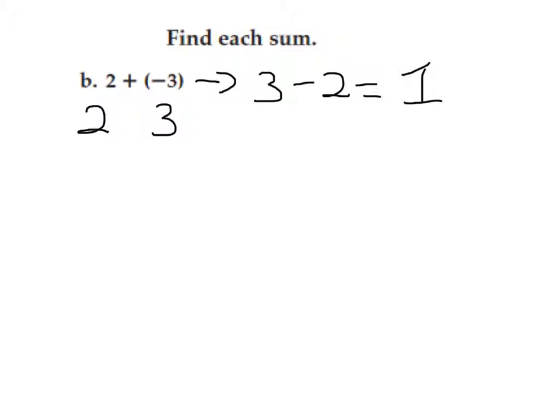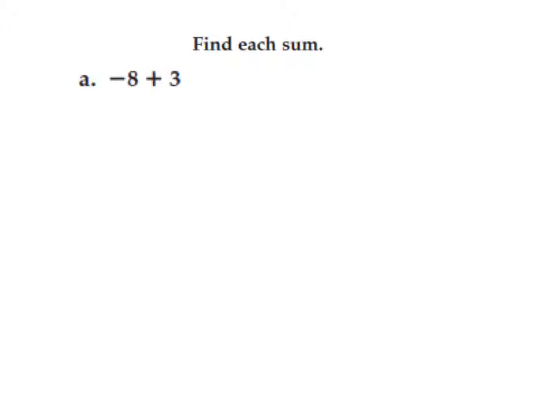I'm not done yet. I'm now to look at the two numbers. The one with the largest absolute value is the sign that I want. In this case, the largest absolute value is 3, and the sign for 3 was negative. So my result will be a negative 1.